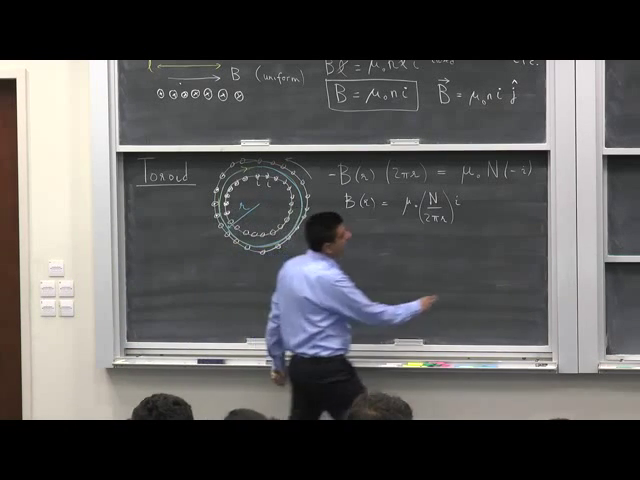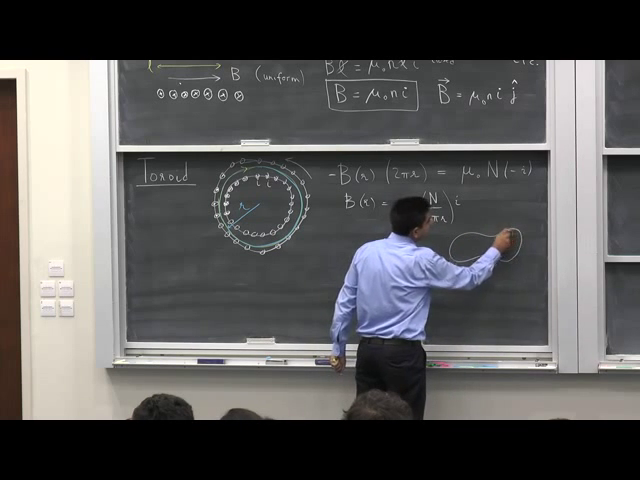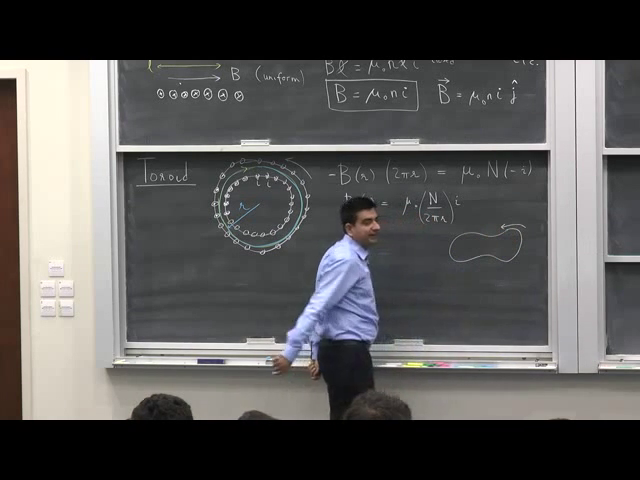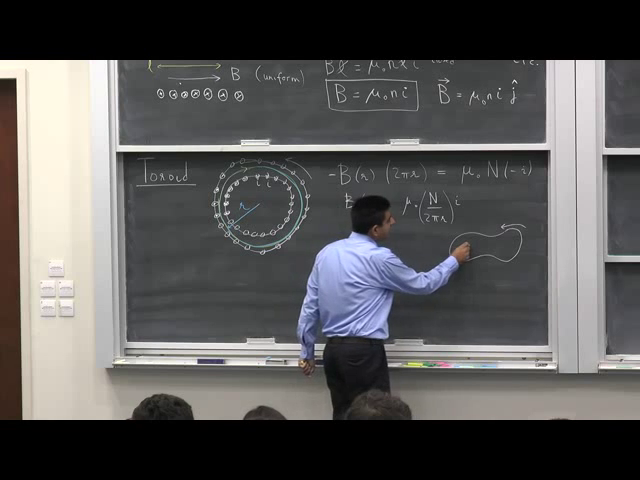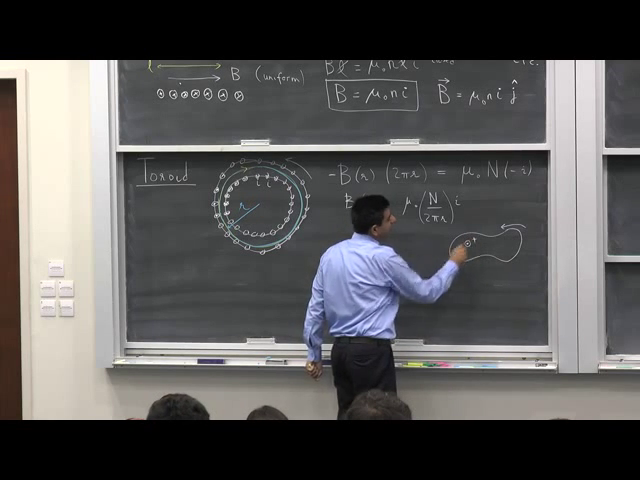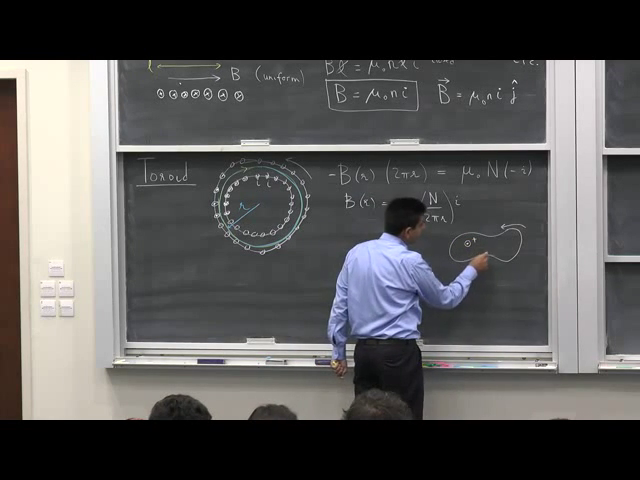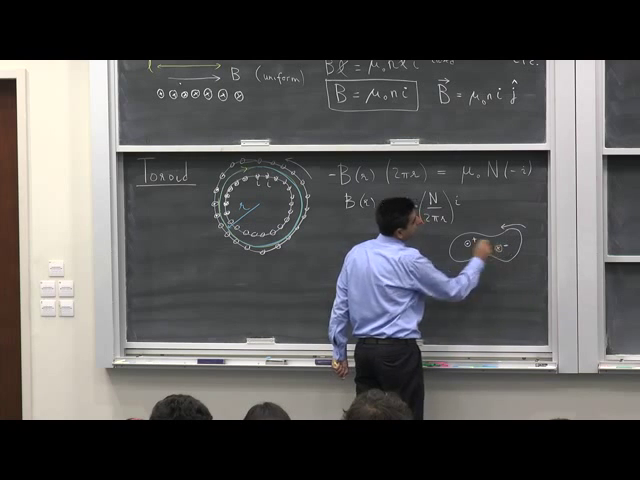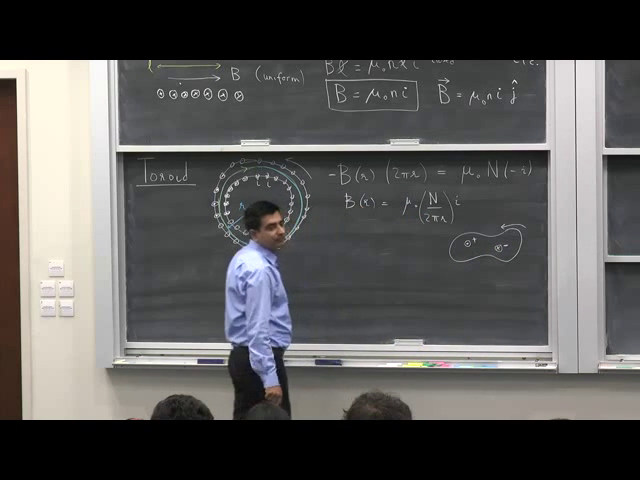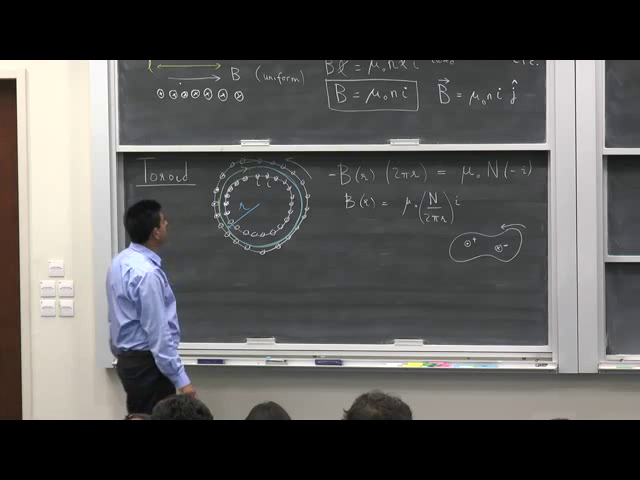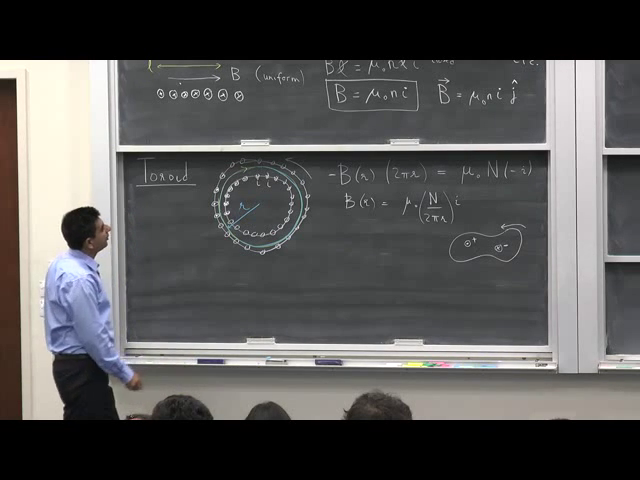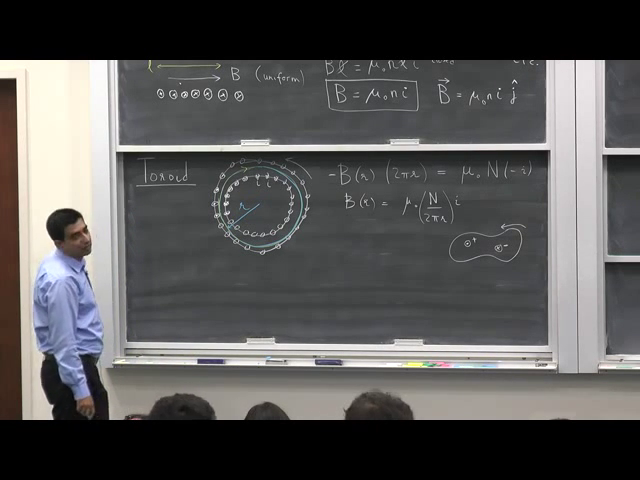If this is my path, and if I am moving around the path in an anti-clockwise fashion, currents that are coming out have a positive contribution. Currents that are going in have a negative contribution. Alright? So this is my second example of the application of Ampere's law.